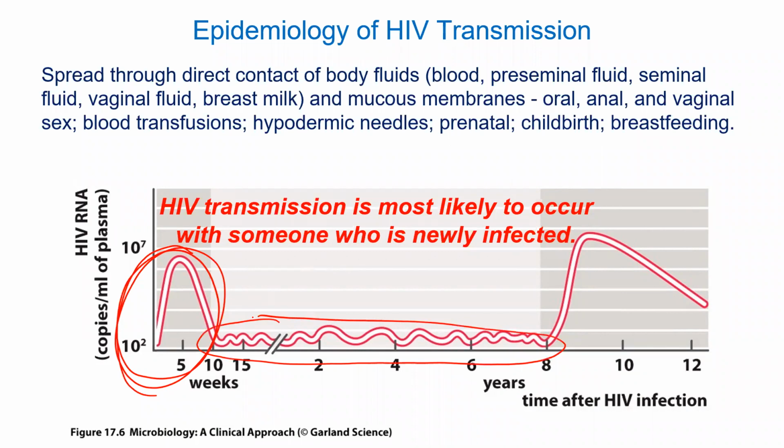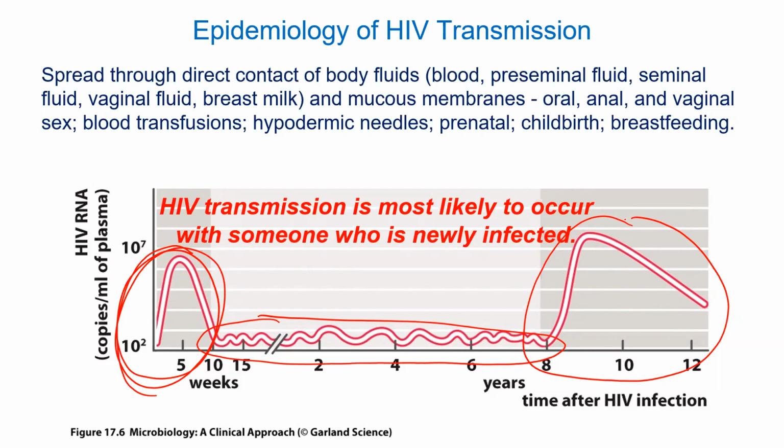So it turns out that the highest risk time for somebody to infect someone else is when they're newly infected. You can see that the viral load actually does go up kind of near the end, but at this point, we're looking at somebody that probably has advanced AIDS, and they're less likely to be infectious. It's possible, but people know they're sick, and so they're less likely to have sexual contact and those kind of things.